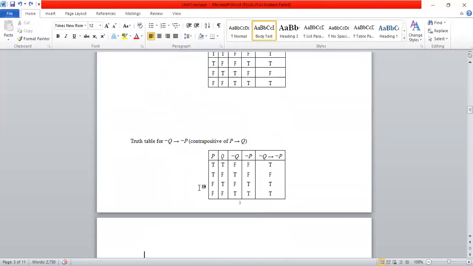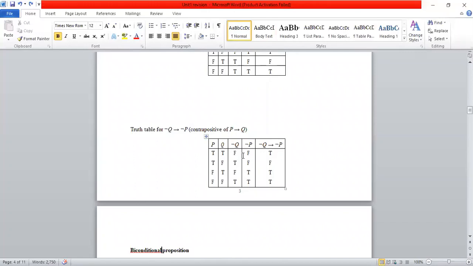Similarly, you can find out the truth table for contrapositive of P conditional Q. Contrapositive of P conditional Q is negation Q conditional negation P. Same like the last table, here also write down the P statement, Q statement, truth values. You have two statements P and Q. Write down the possibilities of truth values. Next, negation Q. You have negation Q first. Find out negation Q. Next negation P. Conditional connective of these two.